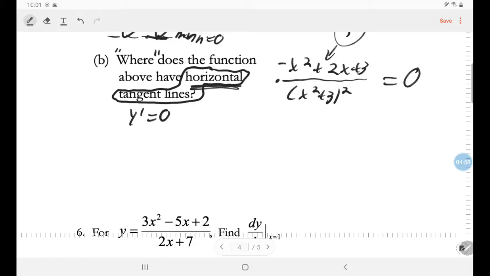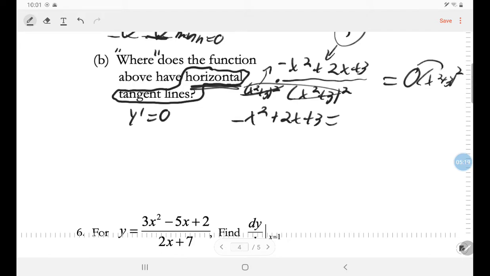I have something on the bottom I want gone, so I'm going to multiply both sides, and again, this should be up top here. I'm going to multiply both sides by x squared plus 3 squared. So what does that do? Well, it gets rid of this bottom, so I get negative x squared plus 2x plus 3 equals, well, 0.